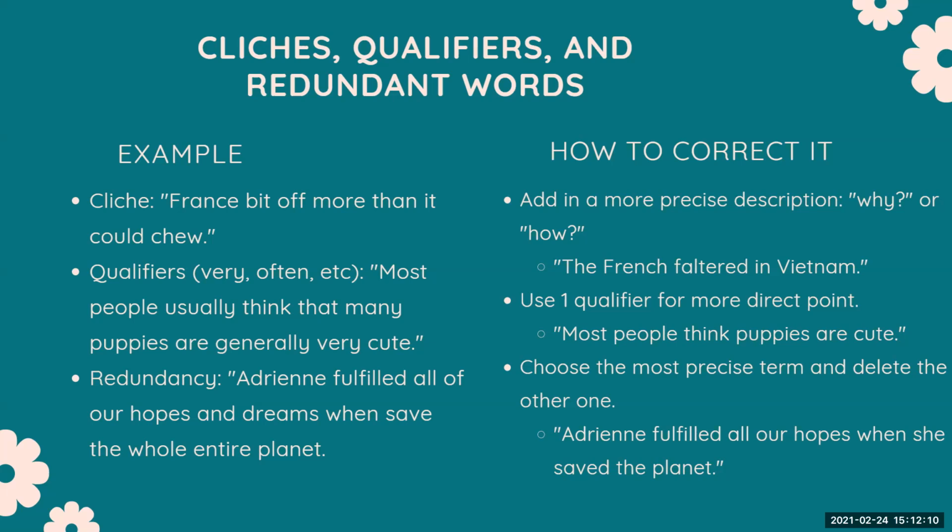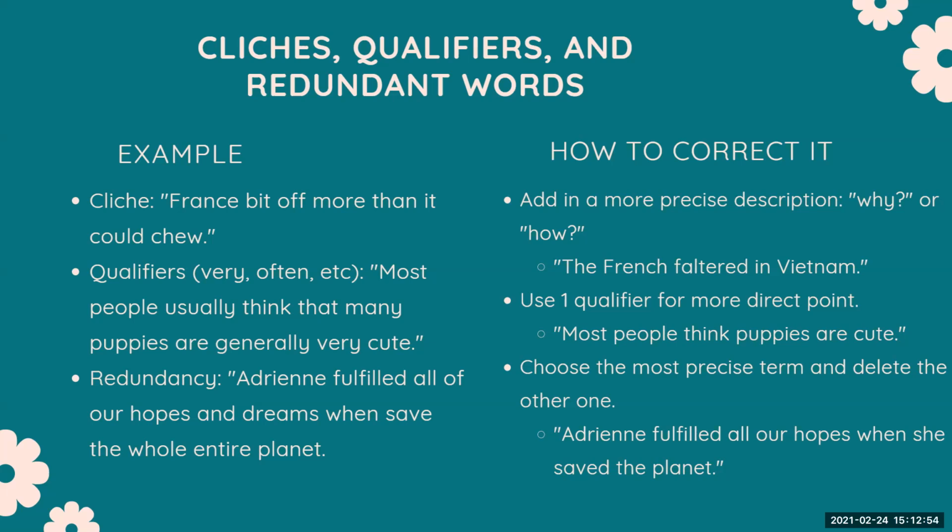Lastly, a last example of wordiness is redundancy. Redundancy is again when we're using very vague terms to try to express our point. We always want to be as specific as possible whenever we're writing our essays. So an example of redundancy in a sentence is "Adrian fulfilled all of our hopes and dreams when she saved the whole planet." In this sentence, the concept of hopes and dreams, saving the entire planet, is very vague. It doesn't provide a lot of description.